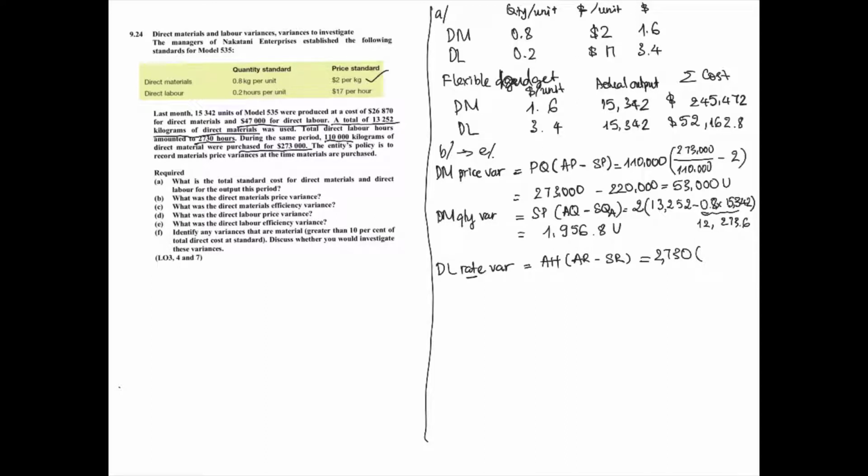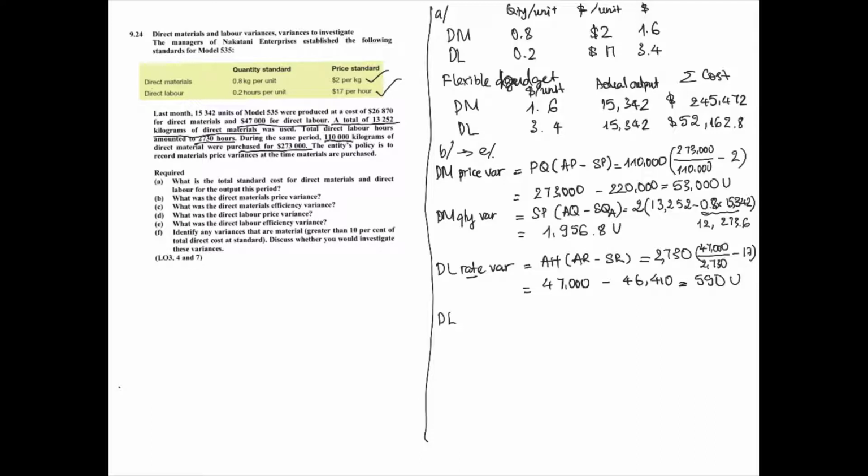So we see that we have 47,000 divided by 2730 and minus the standard rate, which is 17. And now the amount is 47 minus 46, for 10, equal 590 unfavorable. It's unfavorable because the actual rate is actually more than 17, and you can also see that we actually paid more than we should have paid given the standard rate.